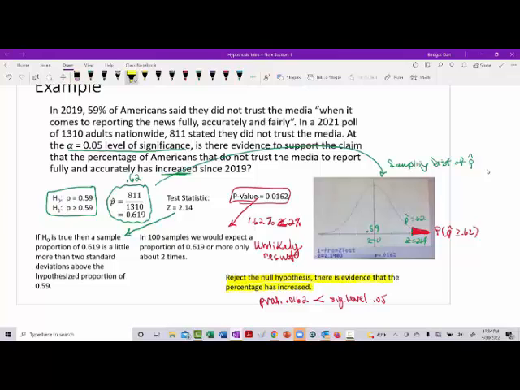That's what a hypothesis test is going to feel like. We'll dig more into it next week.